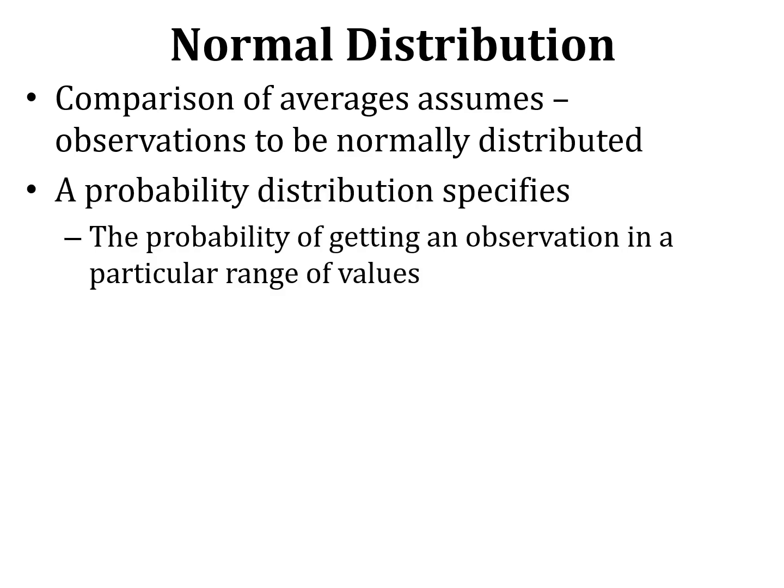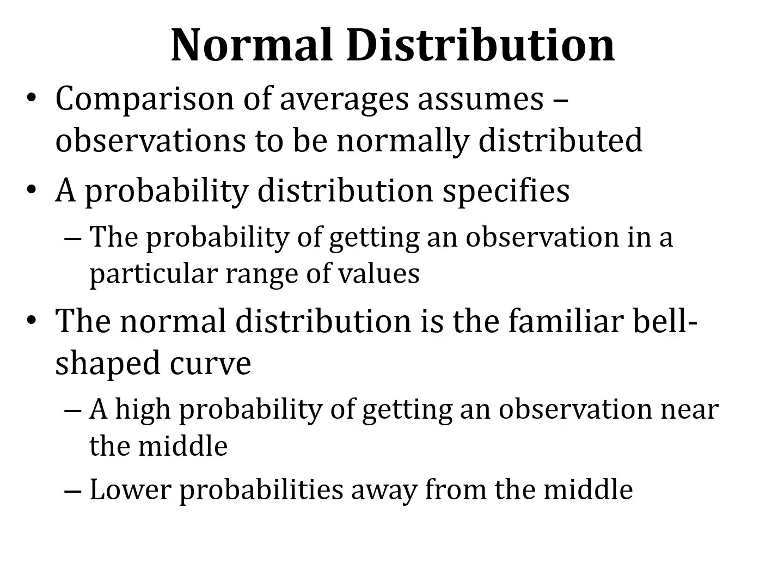A probability distribution specifies the probability of getting an observation in a particular range of values. You remember the distribution of probability from a normal curve that we discussed in the previous lectures. We can define the probability distribution by using the properties of the normal curve, and get the probability of an observation in a particular range of values. The normal distribution is the familiar bell-shaped curve, with a high probability of getting an observation near the middle, and a lower probability away from the middle, right?